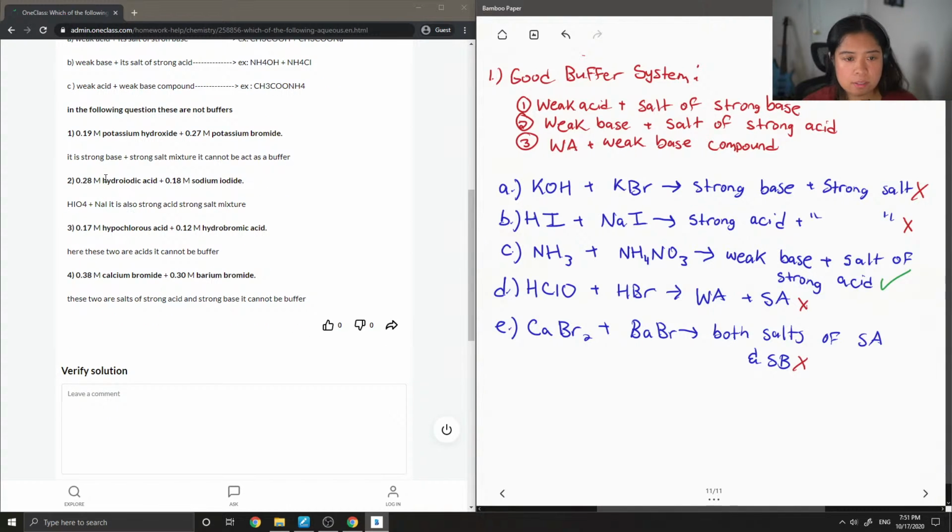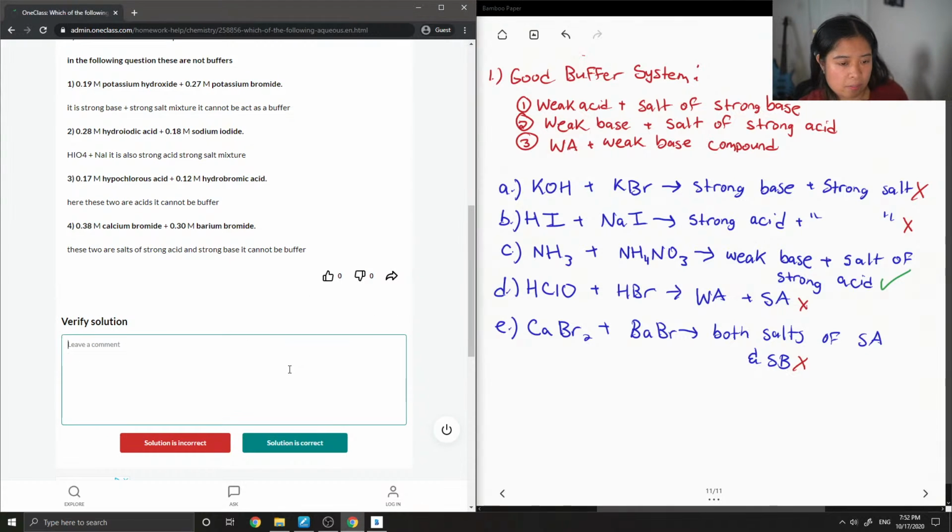For the examples, potassium hydroxide, strong base, potassium bromide, strong salt mixture cannot act as a buffer. Hydroiodic acid and sodium iodide, strong acid, strong salt mixture. Hypochlorous acid, hydrobromic acid, these two are acids, it cannot be a buffer. And lastly, calcium bromide and barium bromide, these two are salts of strong acid and strong base, it cannot be a buffer. So this solution is correct.